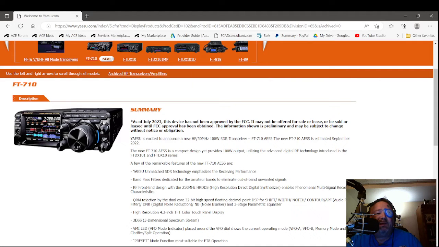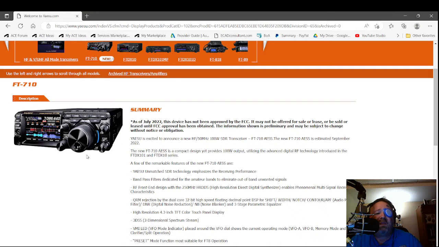Now, it's been my experience that the DSP in the FTDX10 is superior to the IC7300. I'm not saying that to be mean. I don't hate ICOM. It is what it is. The ICOM radio's been out for quite a number of years, so naturally it's not going to be as up-to-date as the FTDX10.